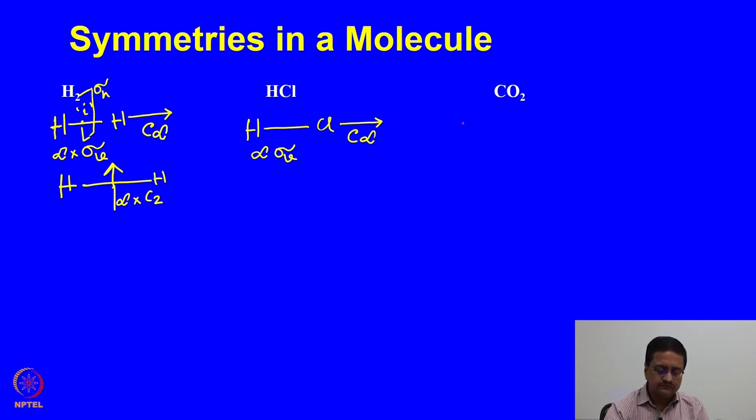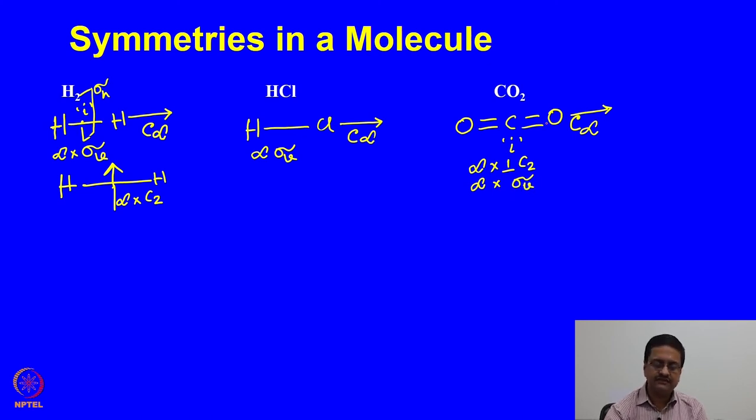Now, if we go to CO2, you see it is very similar to hydrogen because it is having a center of inversion or I. This molecule has a C infinity axis. This molecule has infinite number of perpendicular C2s, and this molecule has infinite number of sigma v's, and by virtue of this being centrosymmetric, here in the linear molecule it has a sigma h as well. So, CO2 has all the symmetries that are present in the hydrogen molecule.